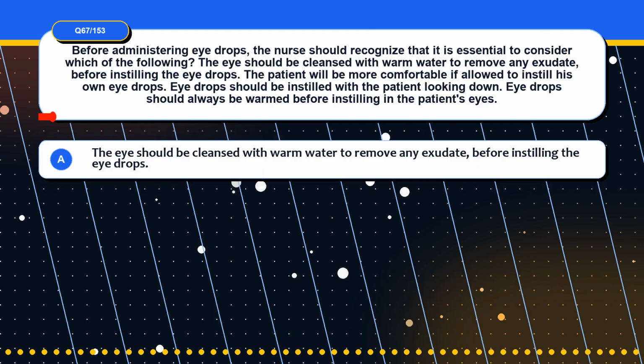Question 67. Before administering eye drops, the nurse should recognize that it is essential to consider which of the following. The eye should be cleansed with warm water to remove any exudate before instilling the eye drops. The patient will be more comfortable if allowed to instill his own eye drops. Eye drops should be instilled with the patient looking down. Eye drops should always be warmed before instilling in the patient's eyes. Here are the options. Option A. The eye should be cleansed with warm water to remove any exudate before instilling the eye drops.